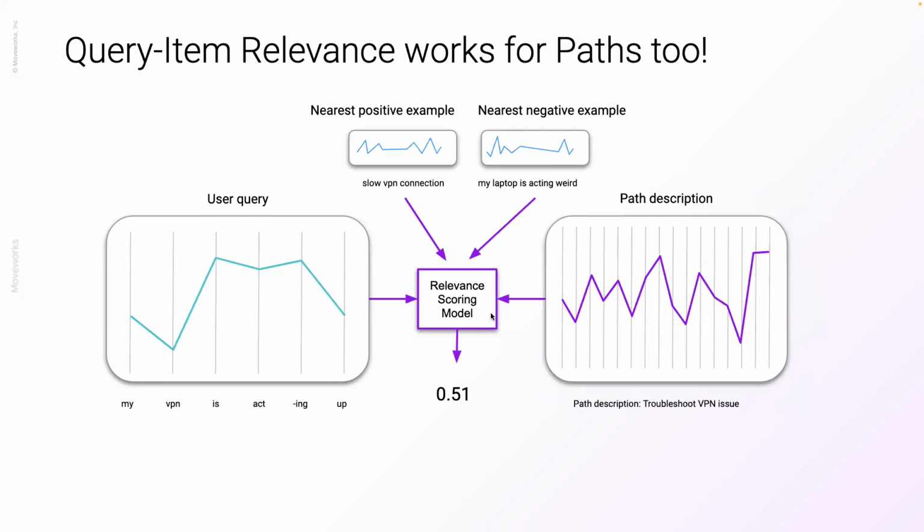What's really nice is it also works for paths. If you've been using Creator Studio, this is what's going on under the hood. The user query comes in and is represented numerically. For example, my VPN is acting up is pretty close in space to slow VPN connection. And if, for example, you configure your path to have a description like troubleshoot VPN issue, and you give a bunch of positive and negative examples, like slow VPN connection is an example that should trigger the path, troubleshoot VPN issue.